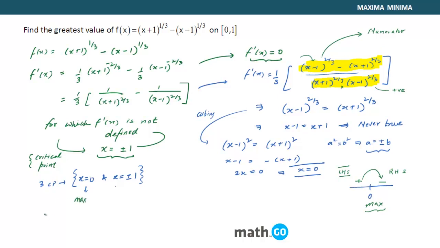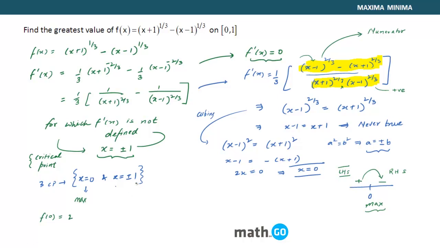Now just quickly solve what is f0. If you just put f0, what is coming out? This is 1. This will be minus 1 raised to power 1 by 3, that will be again 1. So minus 1, minus 1, minus 1. Yes, it will come out to be 2.